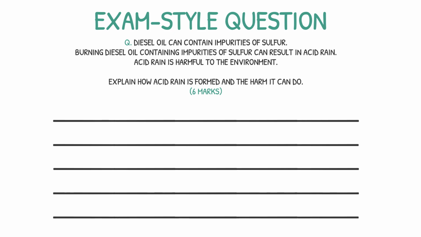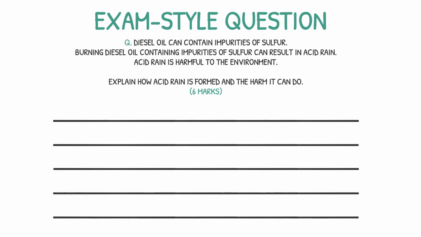So, let's talk through the points you can make to answer this question. The question has asked us to do 2 things. Explain how acid rain is formed as a result of sulfur dioxide specifically, and then discuss the harm that acid rain can do. Let's start by explaining how the acid rain is formed.